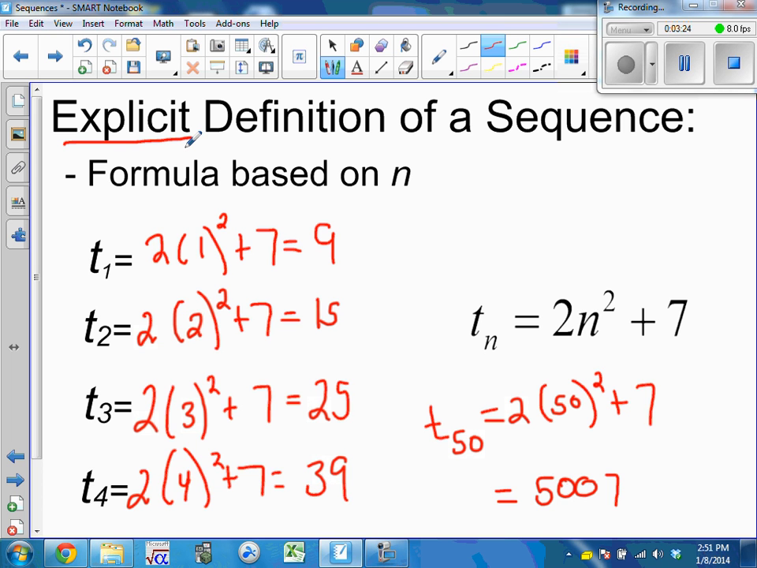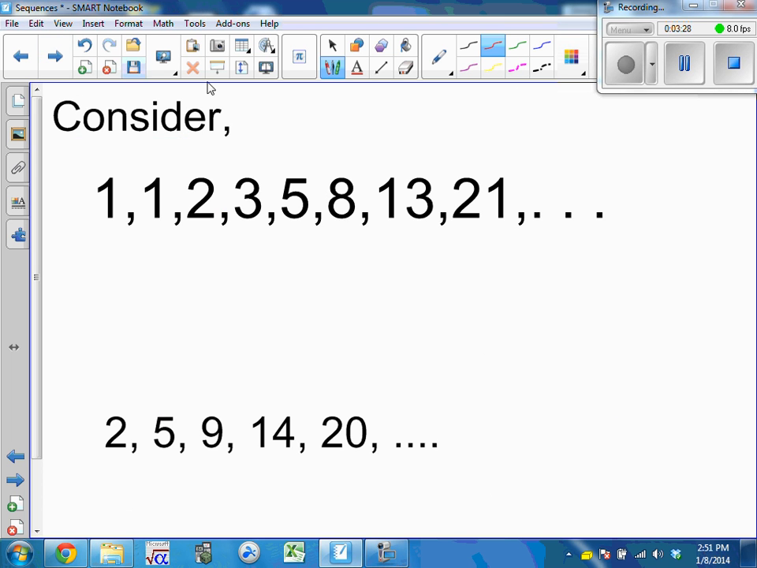We want to look at today what happens when you use a formula that doesn't work that way. Consider this sequence: 1, 1, 2, 3, 5, 8, 13, 21, excuse me. If you're trying to figure out what the next term is, the next term would be 34. The next term would be 55.